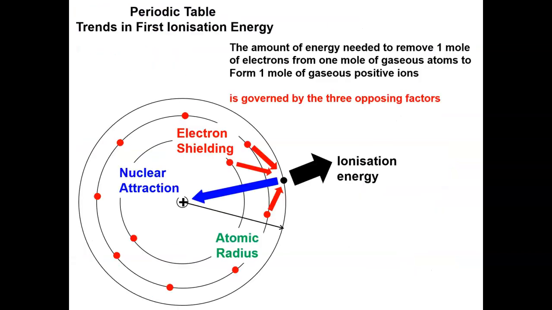So here is our simple illustration where we've combined all three features, and we're going to look at the effect these have on the ionization energy, the amount of energy we need to put in to pull out that outer electron. The nuclear attraction pulls the electron in, the electron shielding pushes the electron out, so they sort of balance each other, and the radius, the atomic radius, is a physical measure of how far the electron is from the nucleus. Further away it is, the less strongly it's attracted.